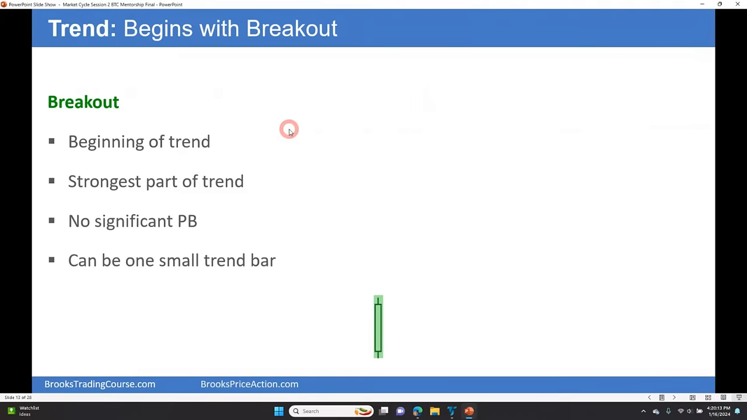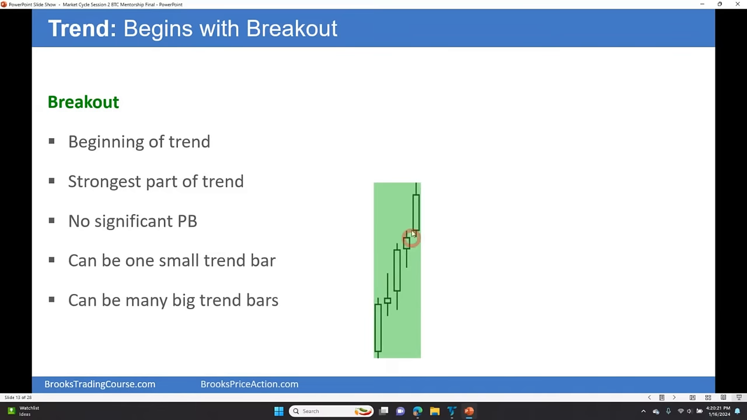Now, the key with understanding the market cycle is this right here, a breakout. It's the fundamental piece of trading. A breakout can be one bar, it can be many bars. But a breakout is what resets the market cycle. So we think of it as breakout, the first part of a market cycle. And that's true. But technically, a breakout is breaking out of a previous market cycle.